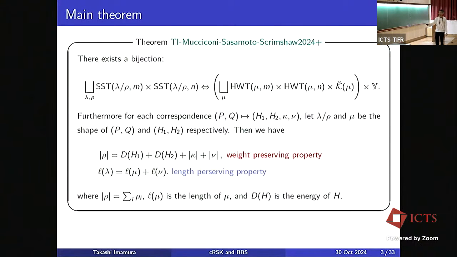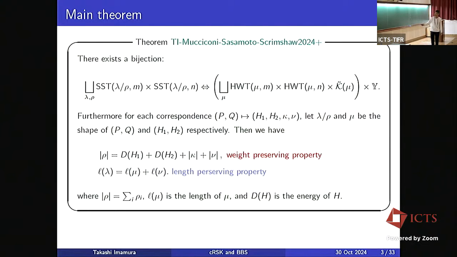This is the main result. The left-hand side is the same: the pair of skew tableaux with the same shape, but the right-hand side is a pair of HWT times a certain integer sequence and partition. And this bijection has certain preserving properties.